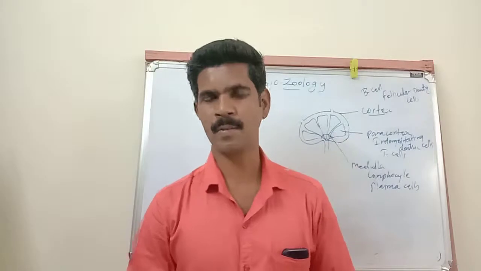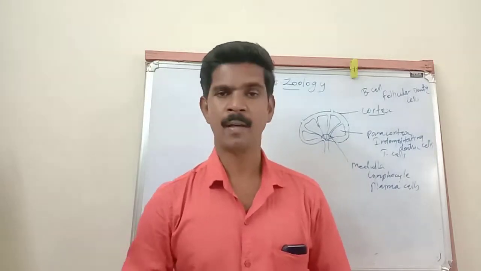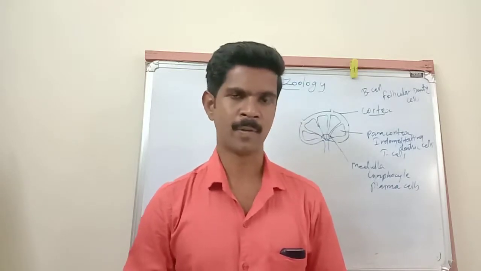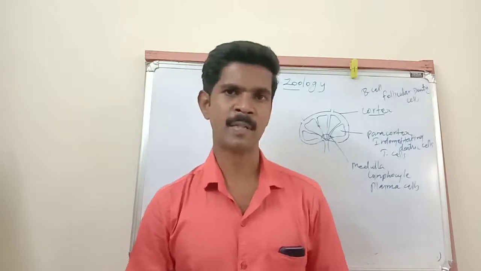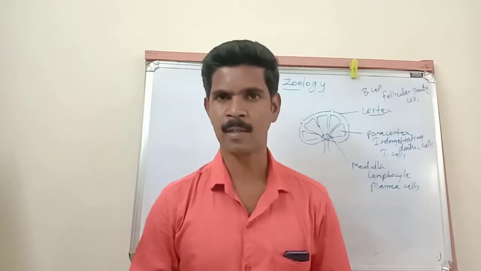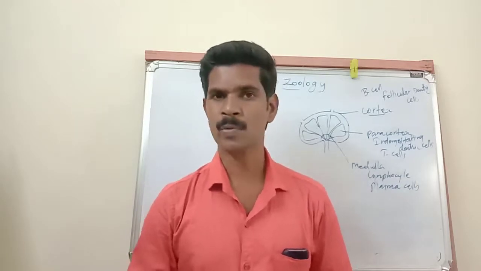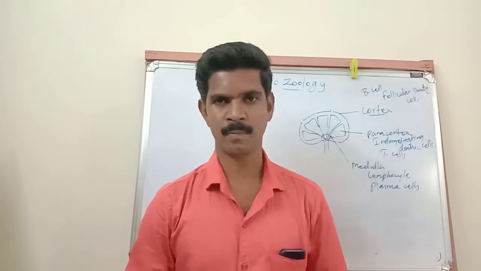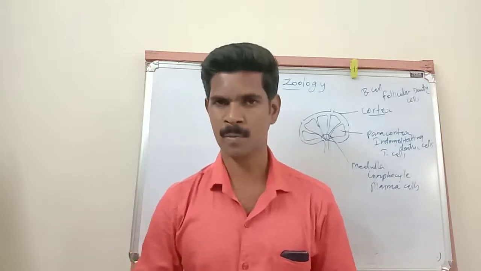In the last class, we started the new topic, immunology. We studied two types of immunity: acquired immunity and innate immunity. Innate immunity is otherwise called non-specific immunity, and acquired immunity is otherwise called specific immunity. We also studied two types of acquired immunity and two types of immune responses. In the last class we studied some 5-mark questions, and 2-mark and 3-mark question answers.